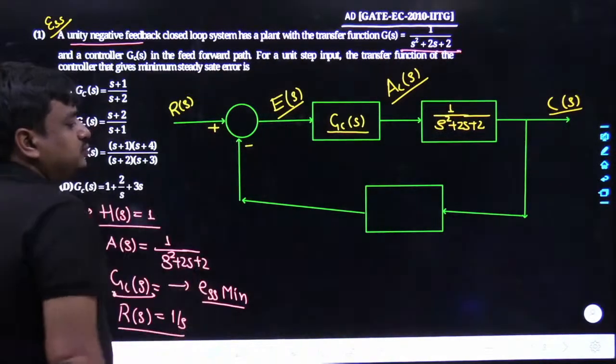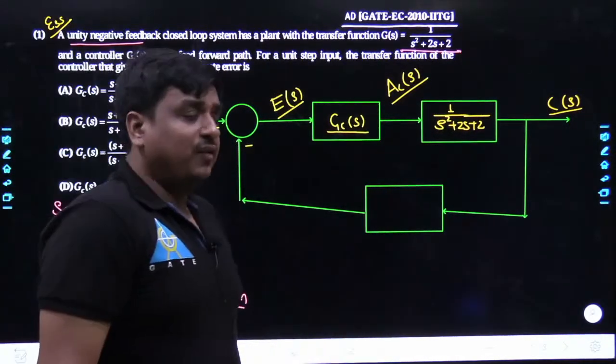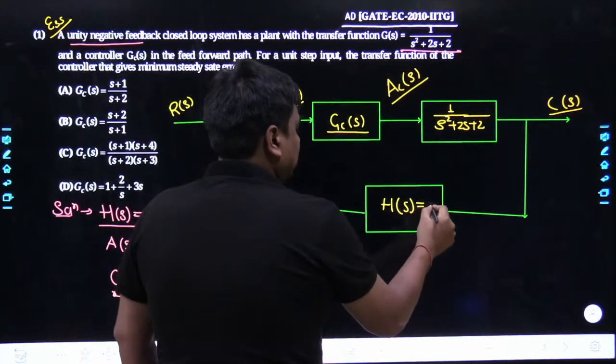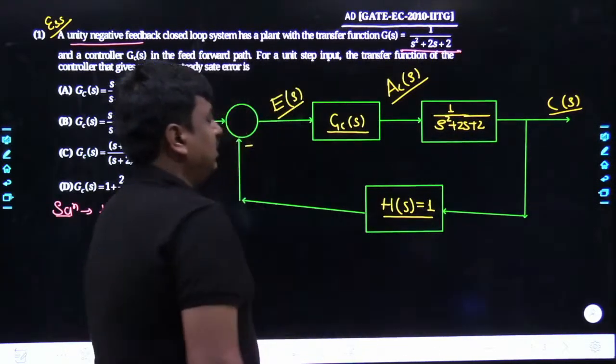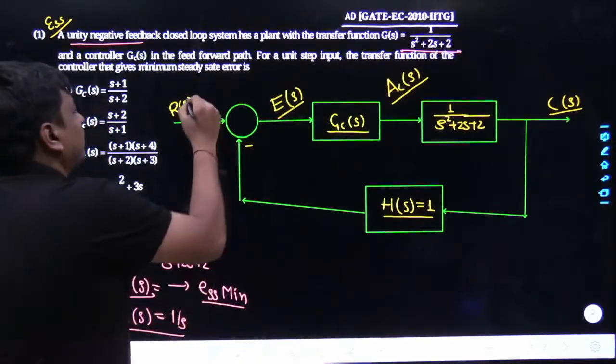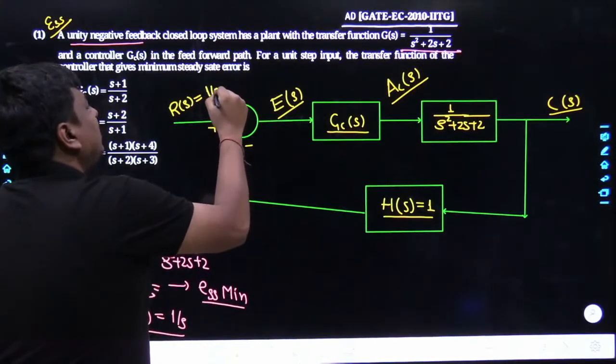Positive, negative. Being a standard UFB system, it is clearly known that H of S is equal to 1. Now you must have a clear-cut idea that R of S, at least in this problem, is a unit step input.